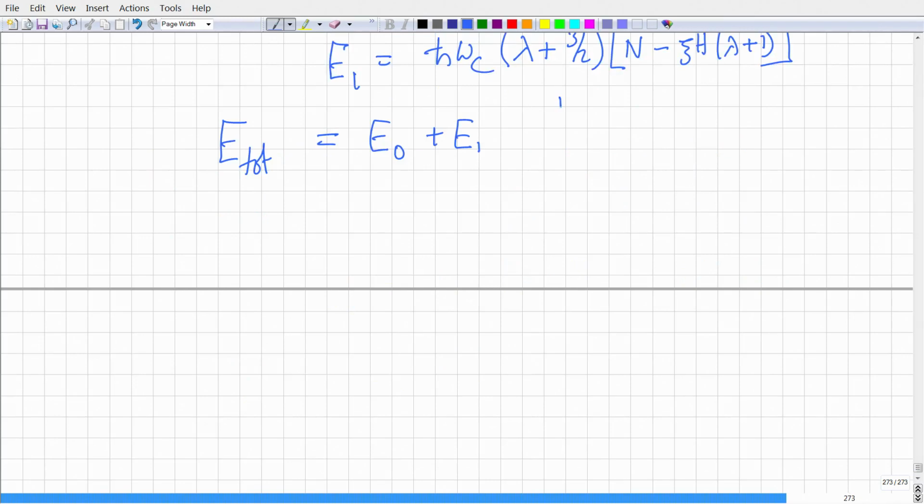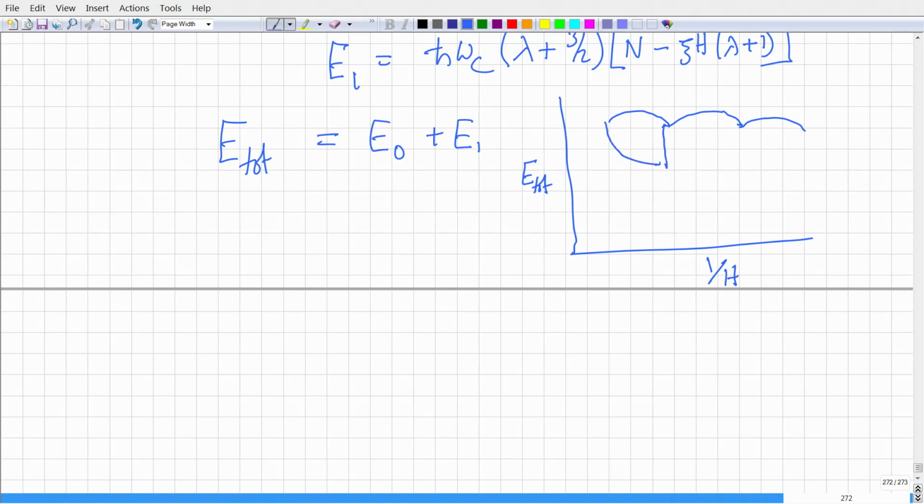Let me plot it here. This is 1 upon H, because I have used the symbol H for magnetic field. So I will continue with that, and then I will have E tot, the total energy, and the total energy is periodic. So it goes like that, and the partly occupied states contribute a quantity which can be shown. The contribution of partly occupied states to the total energy is shown here, and let me highlight it.